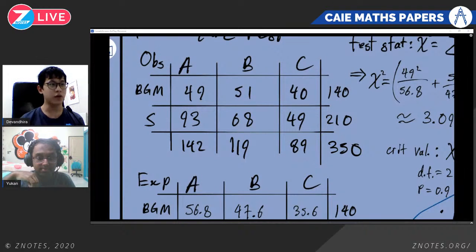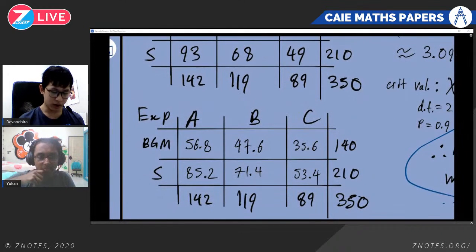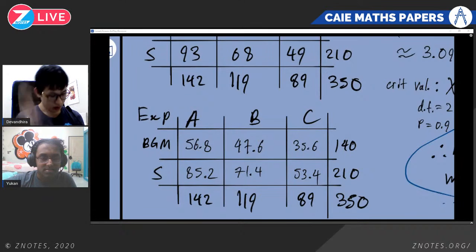Now we have to look for the expected data. And how do you look for the expected data? Right here, I've already written the entries, six of them, of course. Now, how do you get 56.8? Do you know how, Yugen? No.